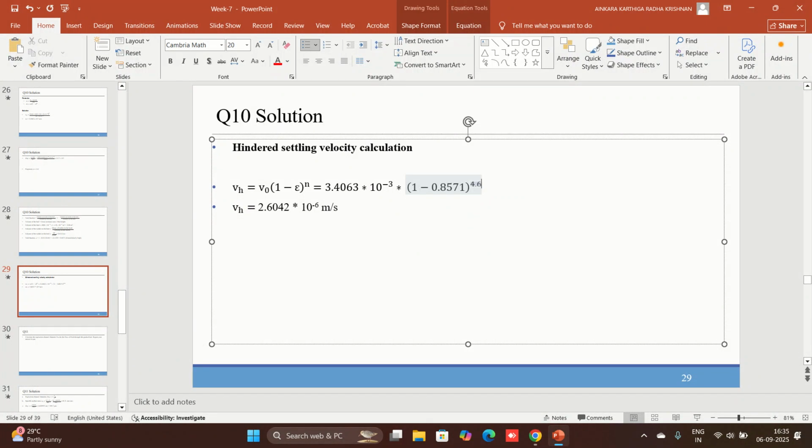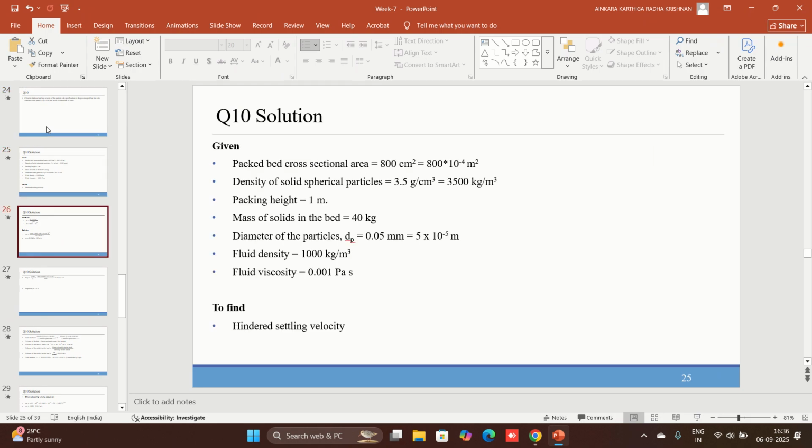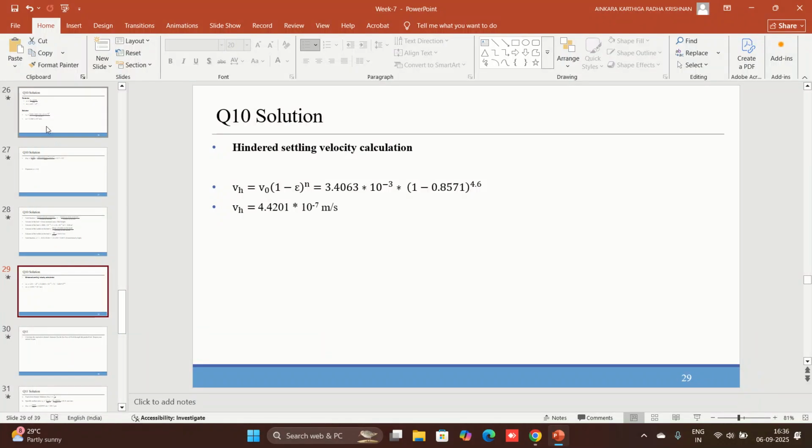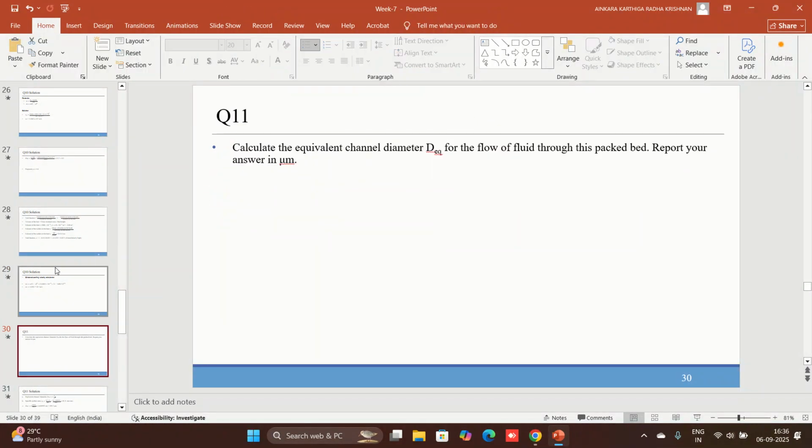So 3.4063 into 10 power minus 3. So the answer is 4.4201 into 10 power minus 7 meter per second. So what was the unit in which the question was asked? Calculate hindered settling velocity. So it is 4.4201 into 10 power minus 7 meter per second. If we compare, hindered settling velocity is very much lower than the free settling velocity that we are able to observe from this particular problem. So that is for question 10.